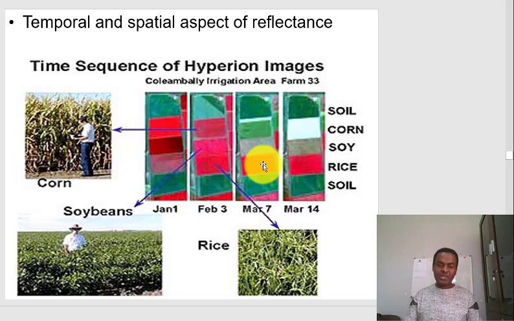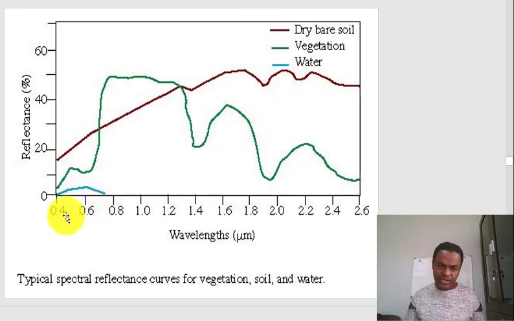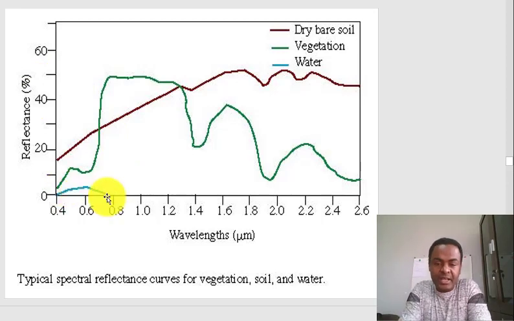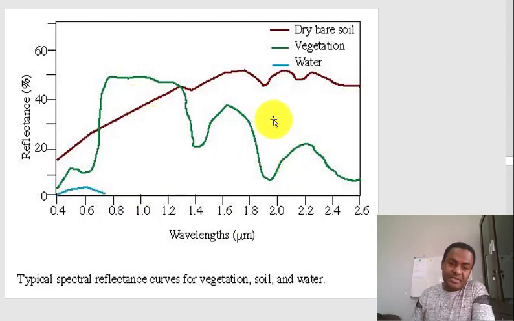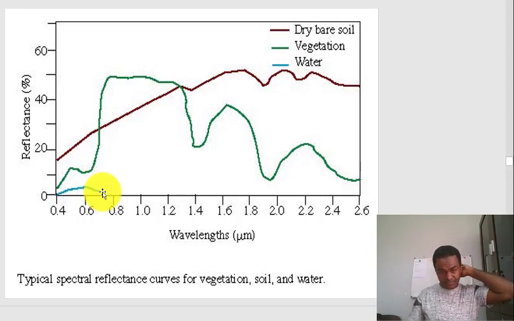And when you overlay the spectral signature of water body, vegetation, and soil, they will have distinct spectral reflectance curves. Okay, this is a spectral signature for different objects. This will help you identify different objects on a satellite image. Look at water. Water is a high absorber of electromagnetic energy, so you don't expect much reflectance. This is reflectance, this is not absorption, okay? Since there is high absorption in a water body, the reflected signal becomes very low.